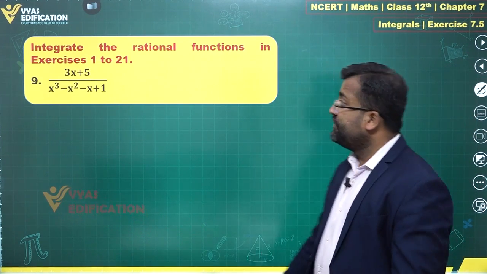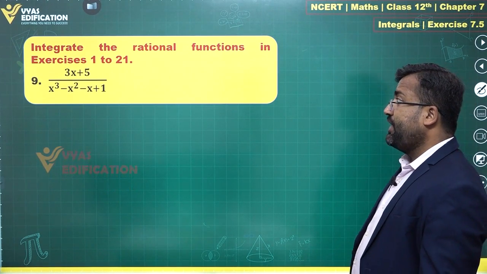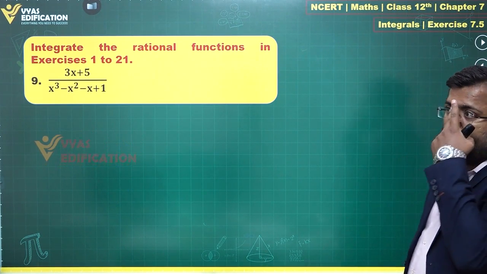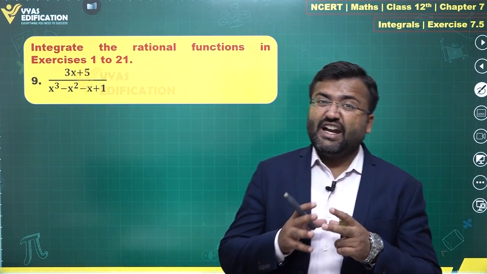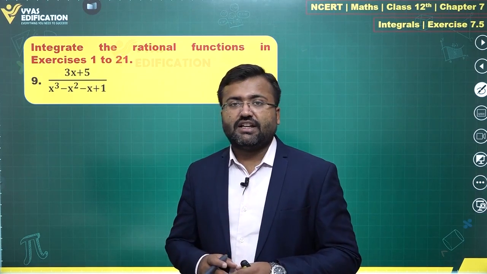The ninth question says integrate (3x + 5) upon (x cube minus x square minus x plus 1). How do we do that? The degree of the numerator, as you can see, is less than the degree of the denominator, therefore it is a proper rational function. First thing done.